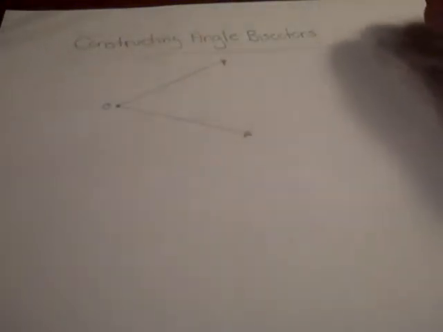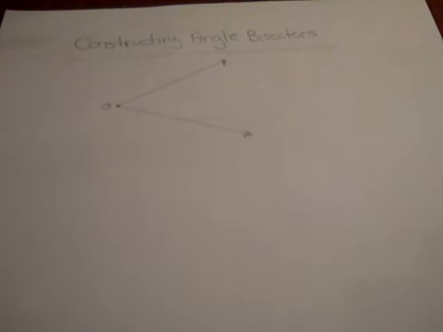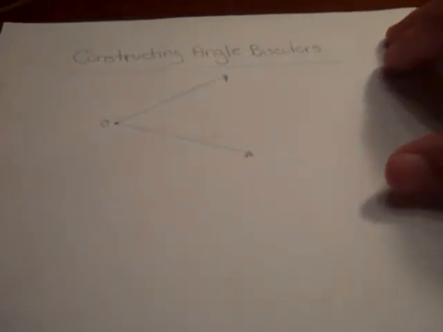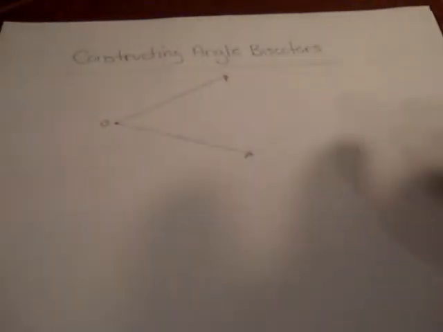Hello, now we're going to construct angle bisectors. When constructing angle bisectors, what we're trying to do is construct two congruent angles from one. So I have an arbitrary angle on paper here, and I'm just calling it angle O, and what I'm going to do is bisect the angle so that I'm cutting it into two congruent angles.